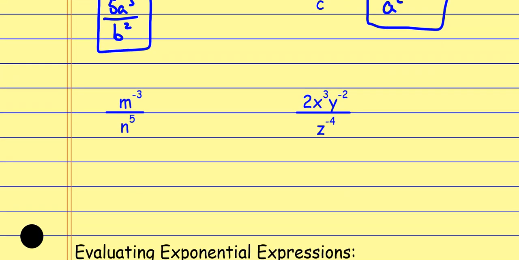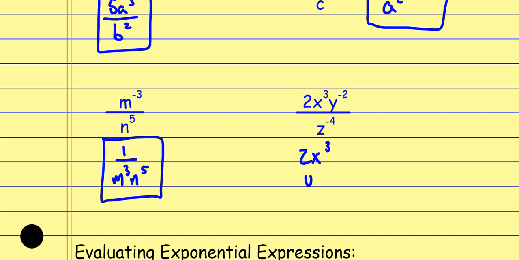Same thing here if I look at this guy. Right now that's going to be a 1 over m to the third, n to the fifth. I flip it to the other side of the fraction bar and I make it positive. The negative exponent becomes division. If I look at this guy, once again, the 2 and the x to the third stay where they are. But the y to the second, I'm going to put down here. I flip it to the other side of the fraction bar and make it positive. And then the z to the negative fourth, I flip it to the other side of the fraction bar and I make it positive. Okay? When I change that thing to division, it flips to the other side. Okay?